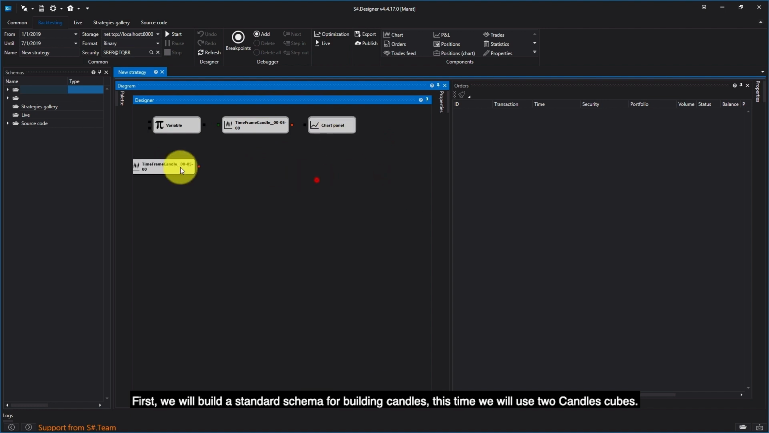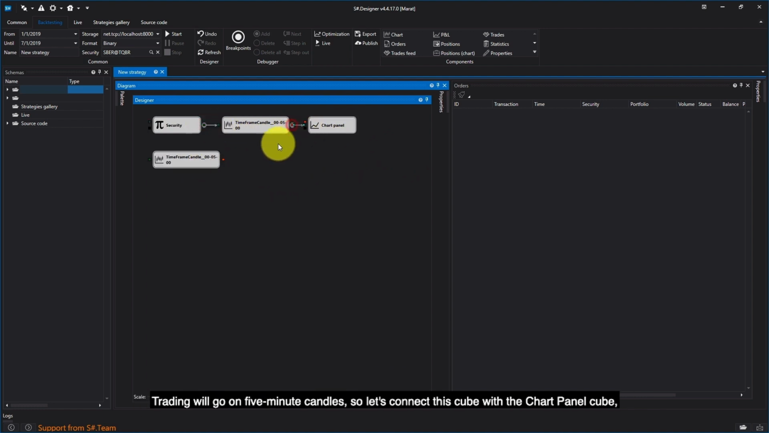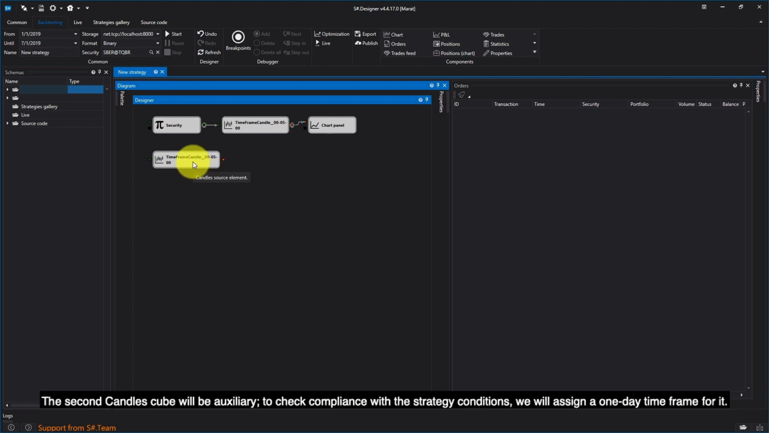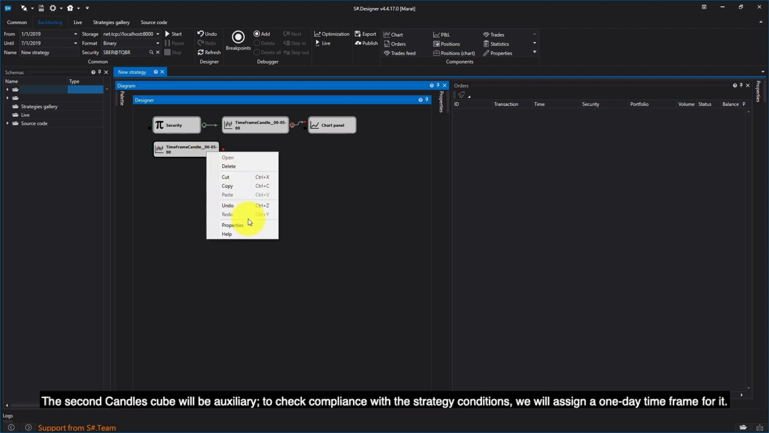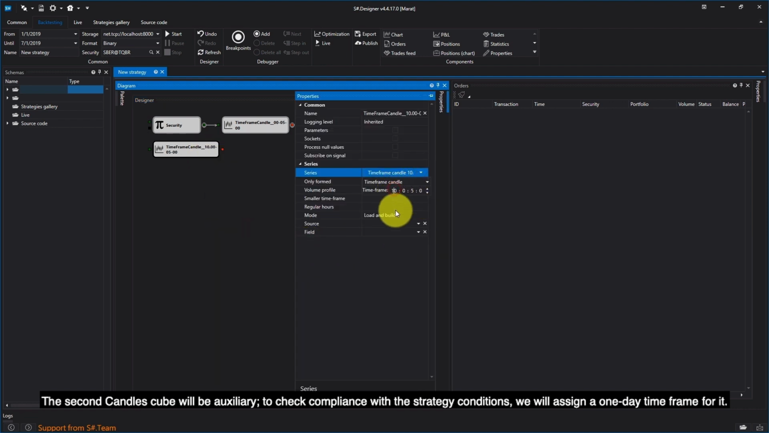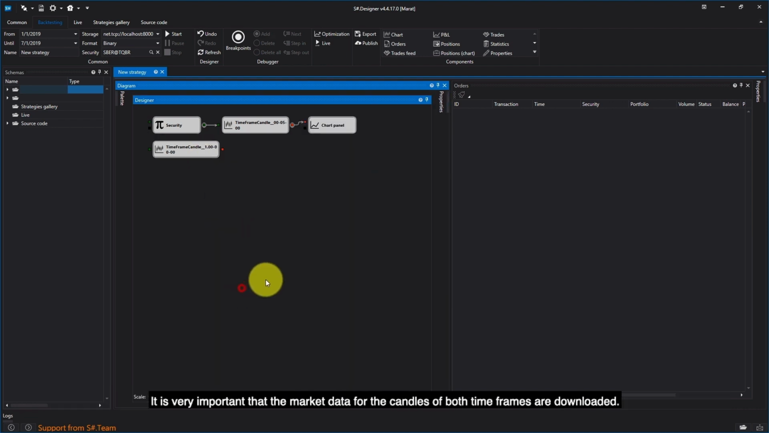This time, we will use 2 candle cubes. Trading will go on 5-minute candles, so let's connect this cube with the chart panel cube. The second candles cube will be auxiliary. To check compliance with the strategy conditions, we will assign a 1-day time frame for it. It is very important that the market data for the candles of both time frames are downloaded.